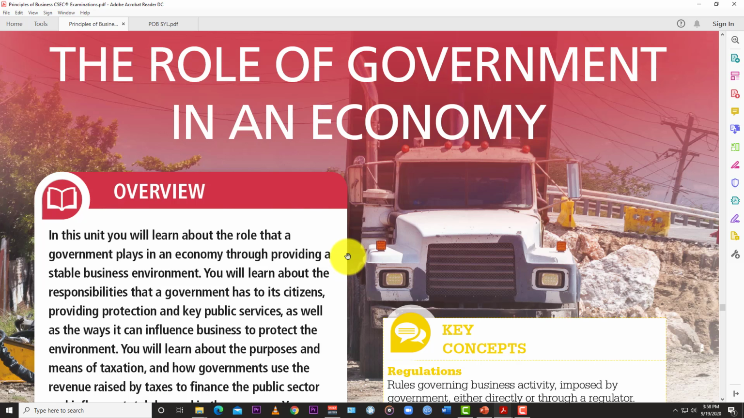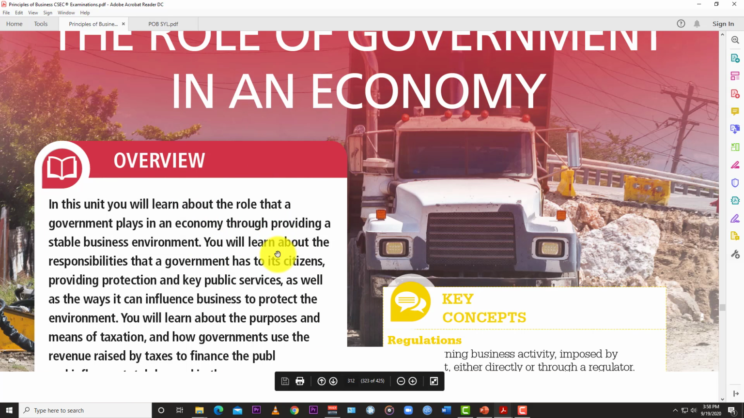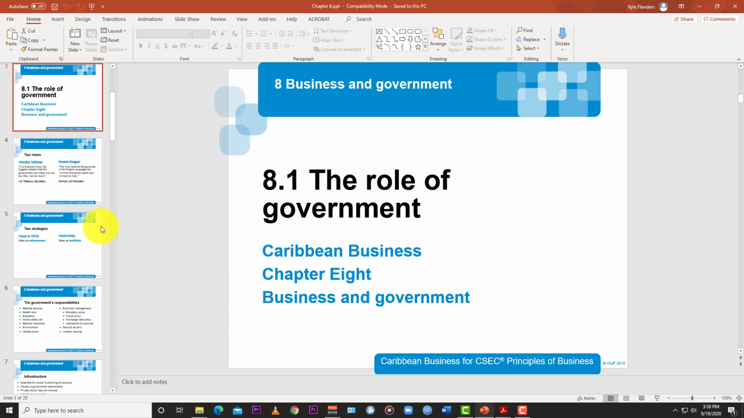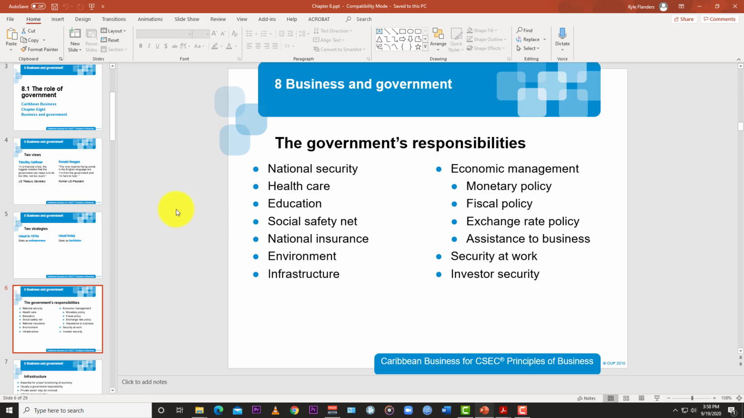Again, we're using the Principles of Business CSEC examination textbook, and there's an e-copy available online that you can purchase. All right, so the role of the government in an economy. The government plays a lot of roles within the economy, and there are some primary roles that are crucial to the overall running of an economy. Some of these include national security, healthcare, education, social safety net, national insurance, environmental protection, and infrastructure.